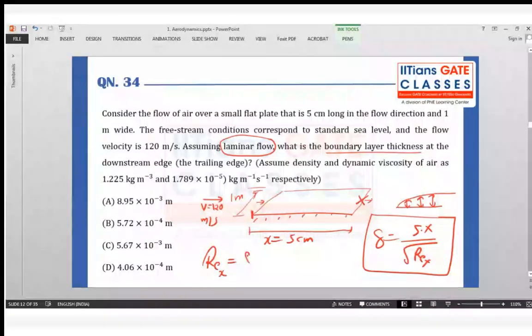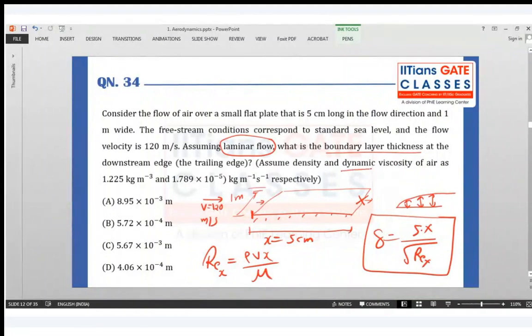Yes, sir. Anyone? Rho V x upon dynamic viscosity, mu. Okay, so rho is the density, v is the velocity, x is the distance based on which you are trying to calculate the Reynolds number, and mu is the viscosity.